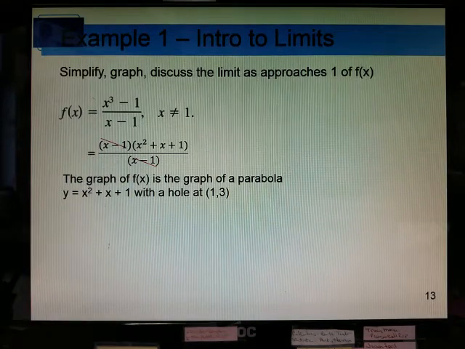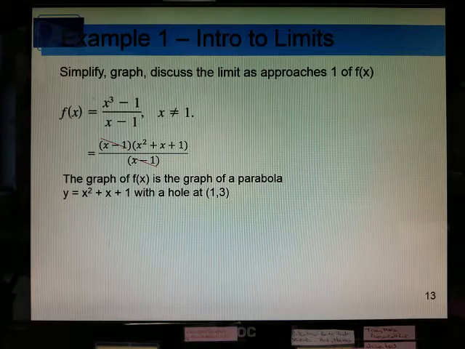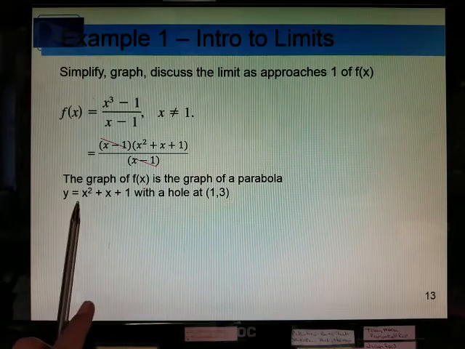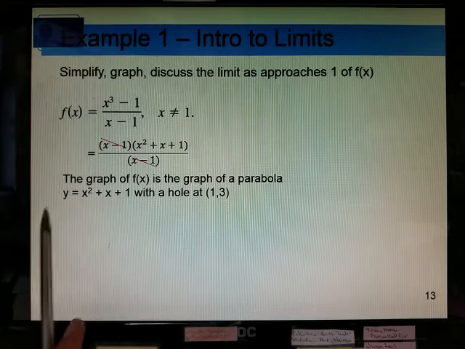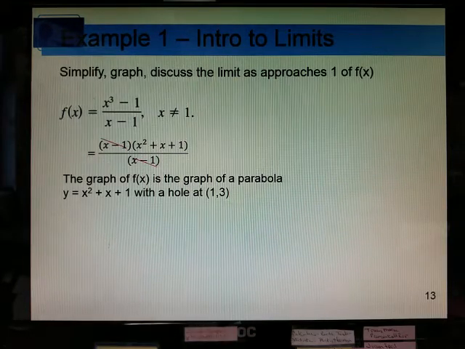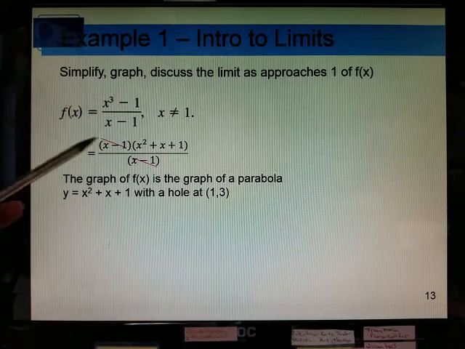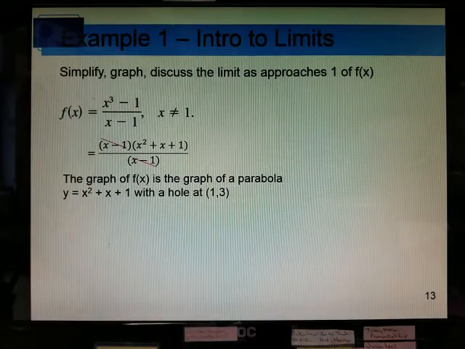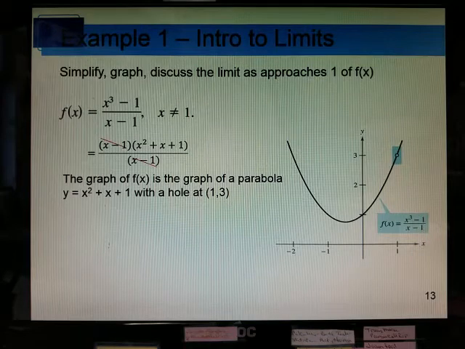When a function has two binomials that reduce, that does give you a hole in your graph. Where is the hole? Well, you take that value that reduced, x equals 1, and you plug it into what's left over. So 1 squared plus 1 plus 1 would give me 3. So I have a hole in my graph at (1, 3). The graph of this original function is that parabola, but with a hole at the point (1, 3). This is what the picture would look like.